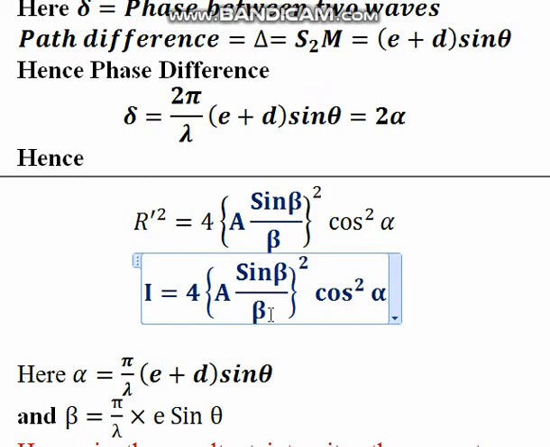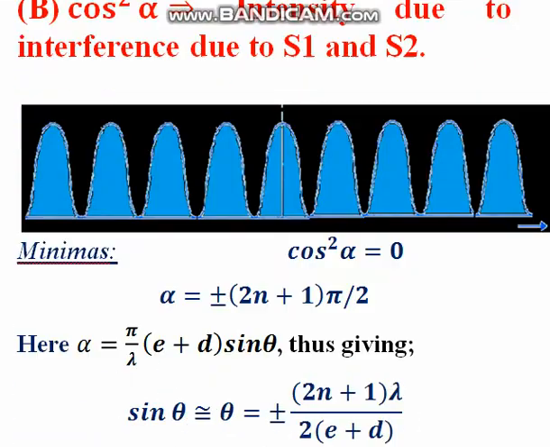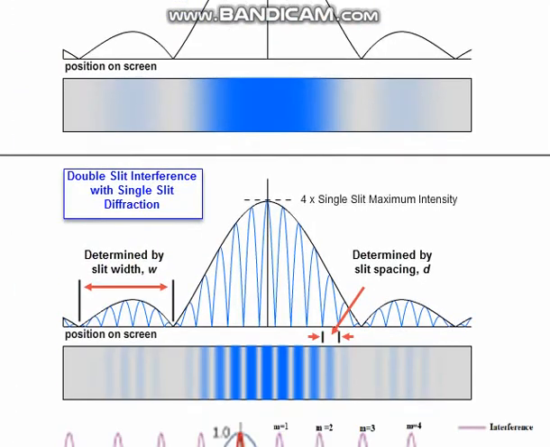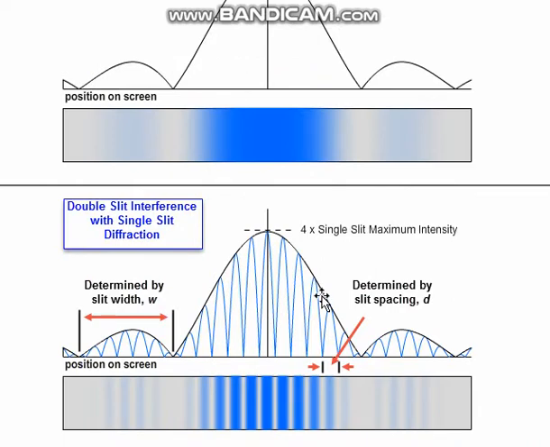At center beta is equal to 0. So you can take the limit and solve this equation, and you will find that the intensity at center is given by 4a square, while in the single slit at center the intensity was a square, which is equal to I naught. So here in the double slit, the intensity is 4 times that of the single slit. So this is the very important difference.